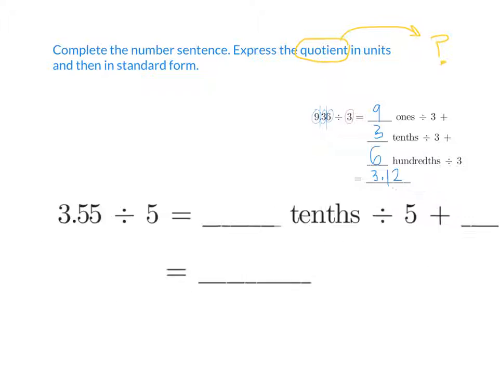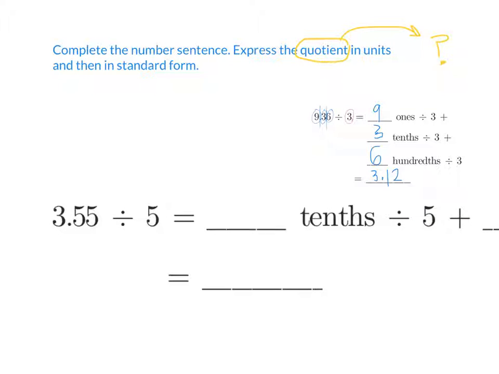Okay, what is our whole? 3 and 55 thousandths. We could call it 355 hundredths if we wanted, right? What is our divisor? What are we dividing it by? 5. So that means we want to chop up or cut up this whole in ways that are compatible with the 5 using math facts.